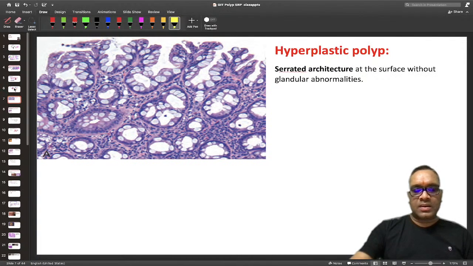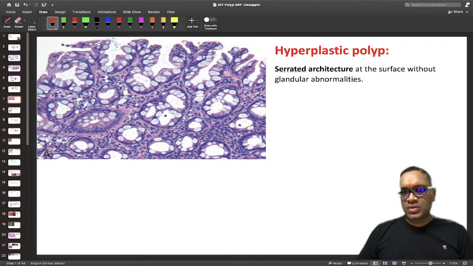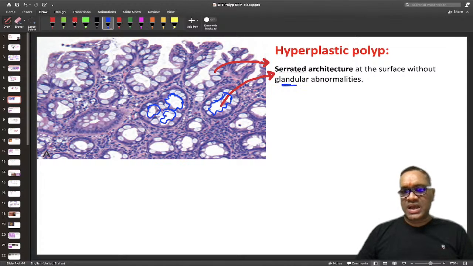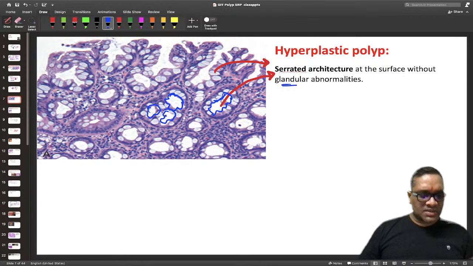Now come to the picture. Now you can see this diagram which I have shown you. In this you can notice these are the goblet cells which are showing hyperplasia, and these are the areas showing serrated architecture, right? So here you can notice there is a serrated architecture, right? Here you can see serrated architecture is present, right? So this serrated architecture is because of the hyperplasia. So that is the hyperplastic polyp, right?